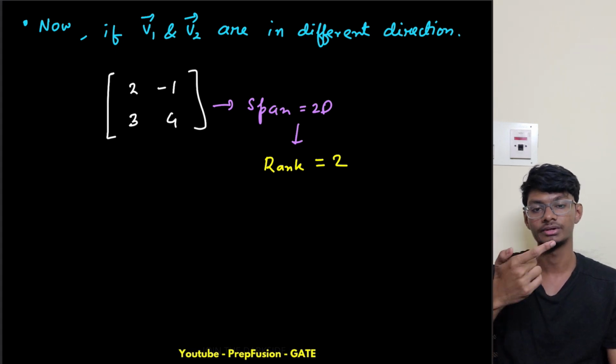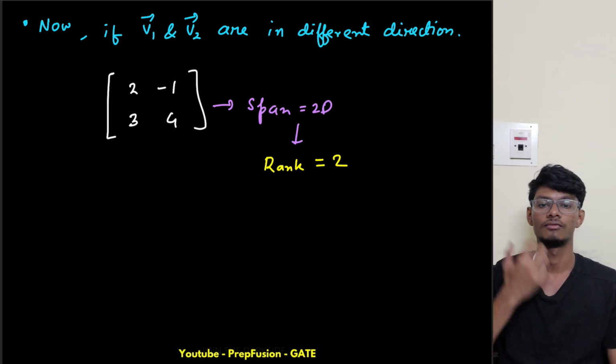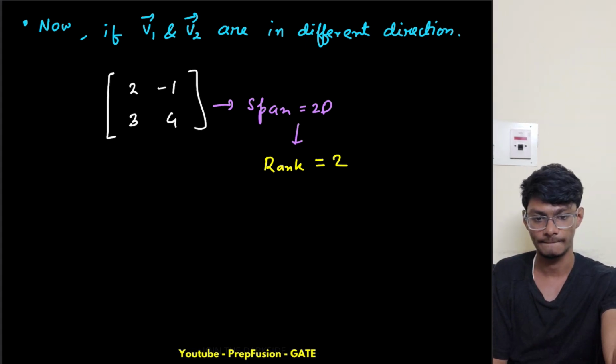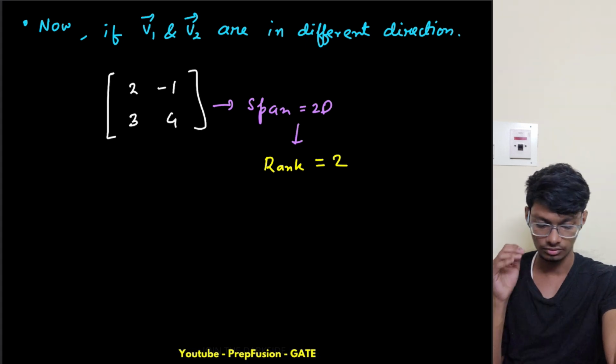Just the main thing is that the determinant for a 3 cross 3 matrix signifies volume, and for a 2 cross 2 matrix it signifies area. Okay, these things you understand a bit. So yeah, that's basically it.